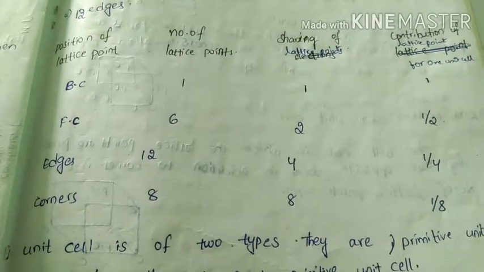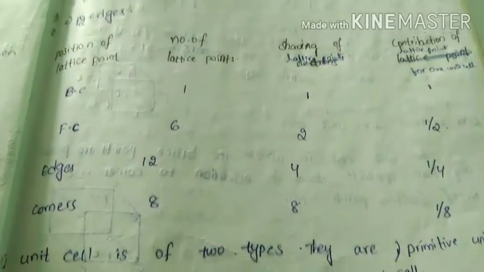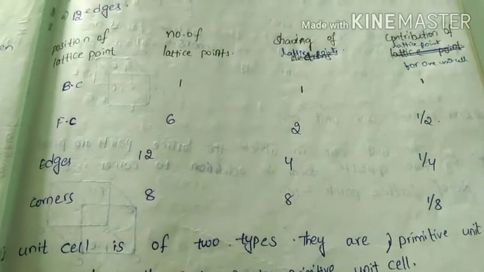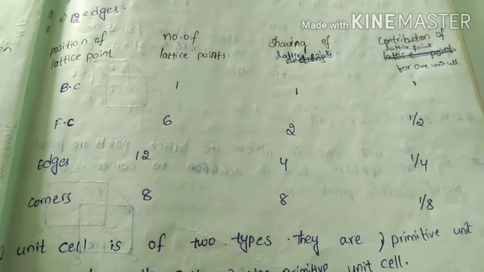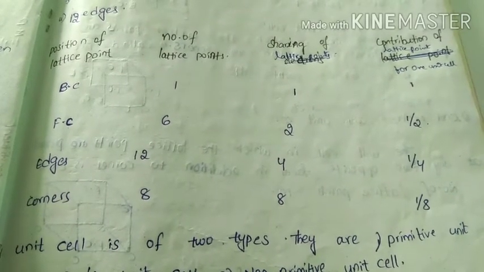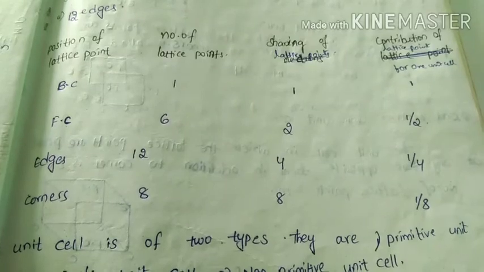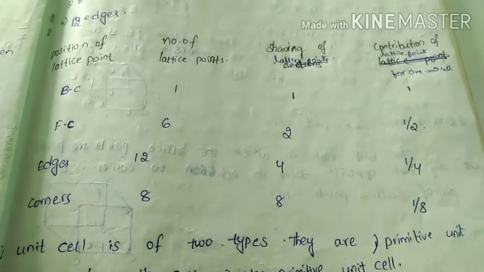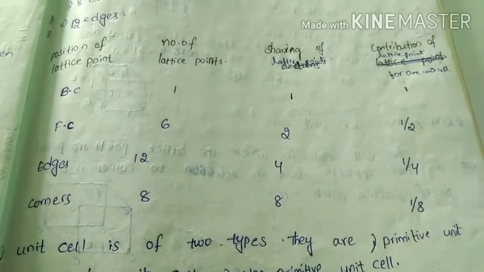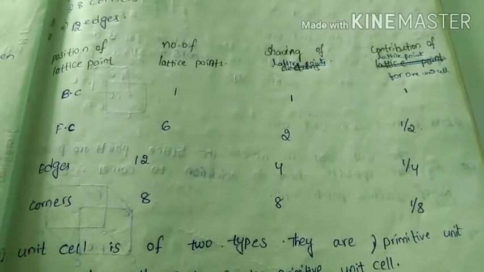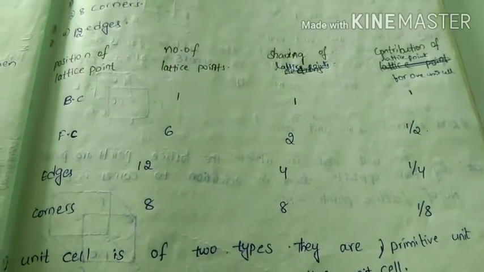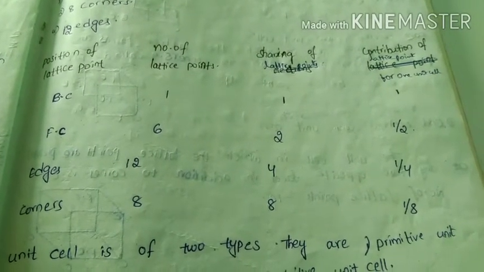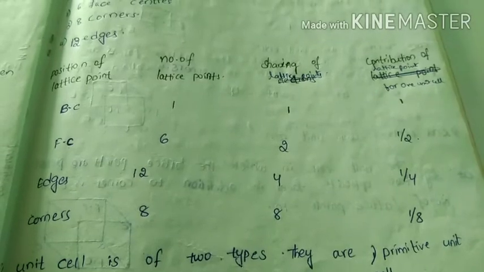Here you have to know one more point regarding unit cell. Just now we discussed the position of lattice points in a unit cell. How many positions? 4 positions. They are corners, edges, faces, and body center. Body center, face center, edge center, and corners. 4 positions are present in any unit cell. That is the main point.